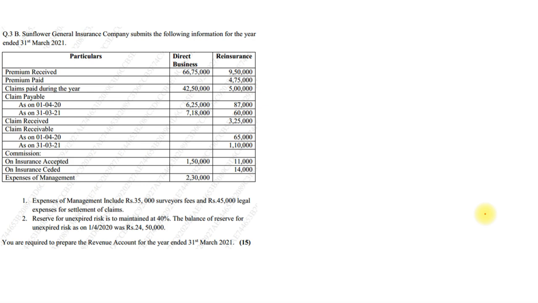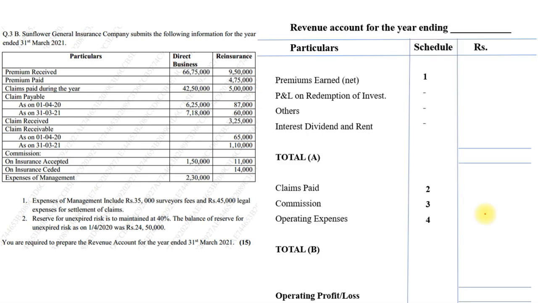Now let us see how you need to solve such a sum. Very simple. First, the most important thing is to always note down the format. So this is our format. The revenue account for the year ending 31st March 2021. Particulars, schedule, rupees. Under particulars, the first is the income part, or you can say premium earned, profit or loss on redemption, other interest, dividend, and rent. We get the total, then commission, claims paid, commission paid, operating expense, and when you subtract your income minus your expense, you get your operating profit or operating loss.